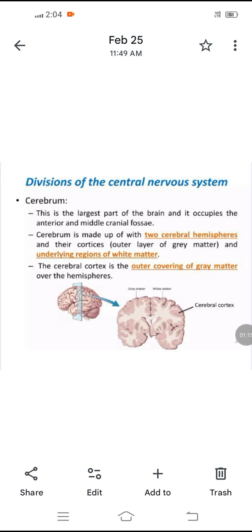The right cerebral hemisphere controls the left side of our body and the left cerebral hemisphere controls the right side of our body. The cerebrum is made up of two cerebral hemispheres and their cortices, the outer layer of grey matter and underlying regions of white matter. The cerebral cortex is the outer covering of grey matter over the hemispheres.